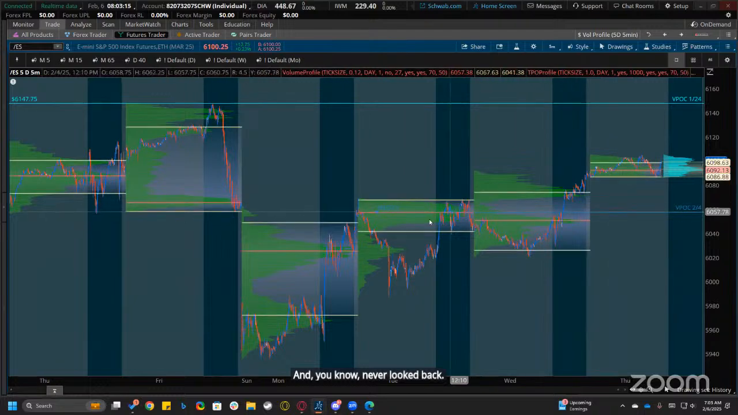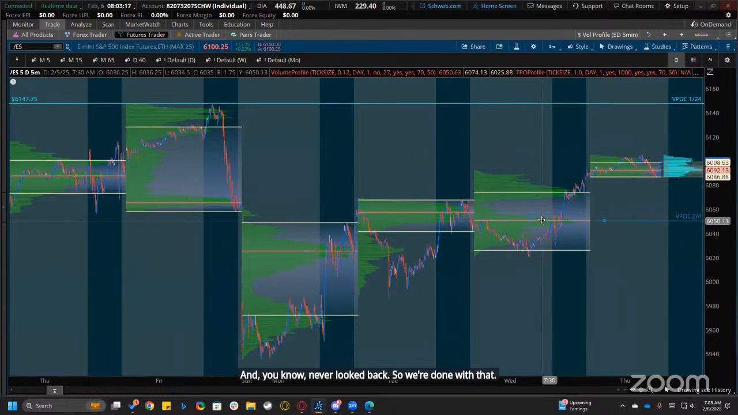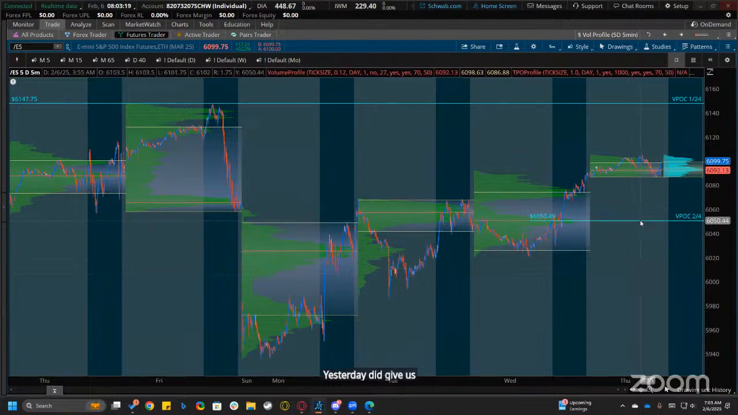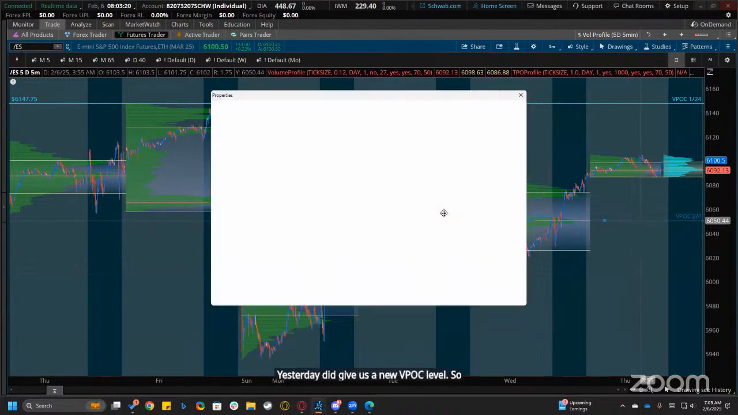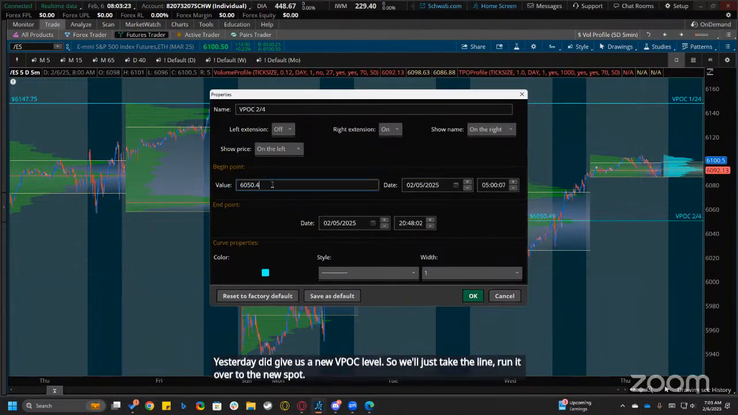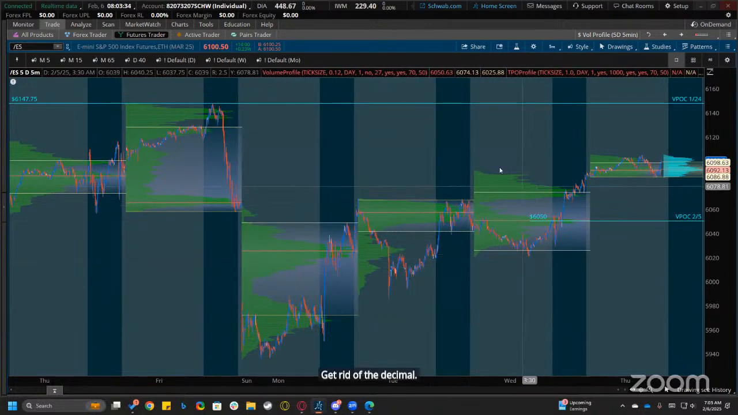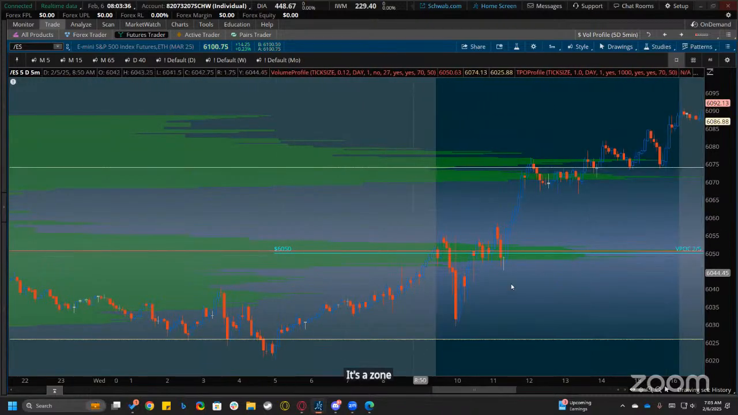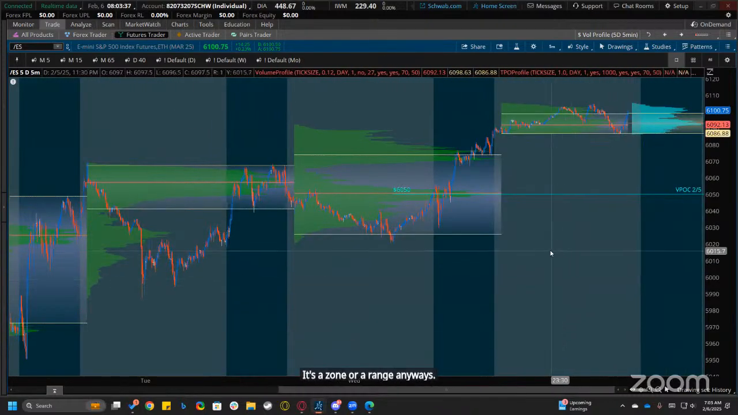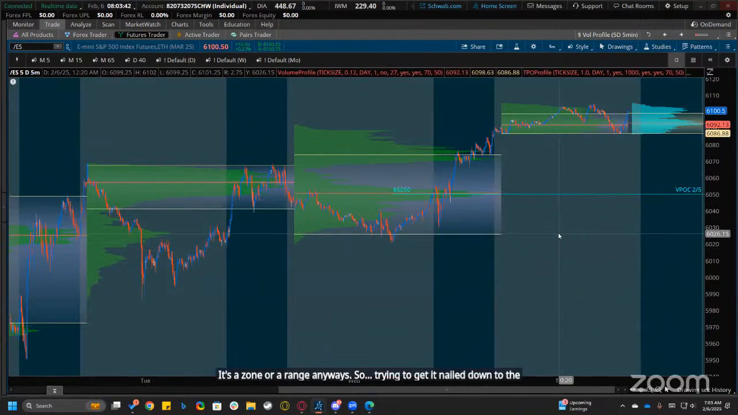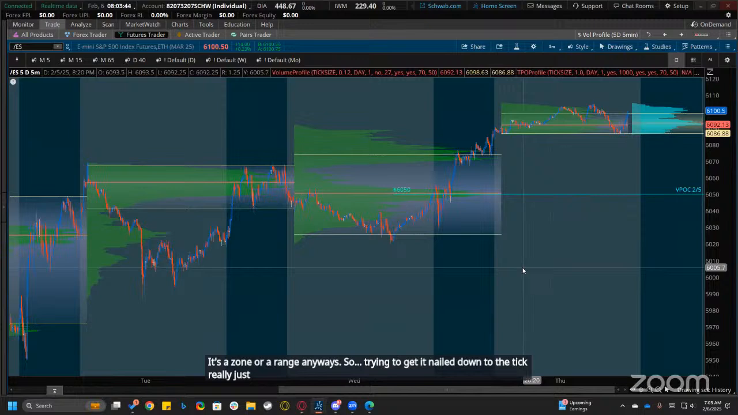So we're done with that, but yesterday did give us a new VPOC level. So we'll just take the line, run it over to the new spot. And I'm going to just start running these on the whole number, get rid of the decimal. It's a zone or a range anyways, right? So trying to get it nailed down to the tick is really just an exercise in futility.